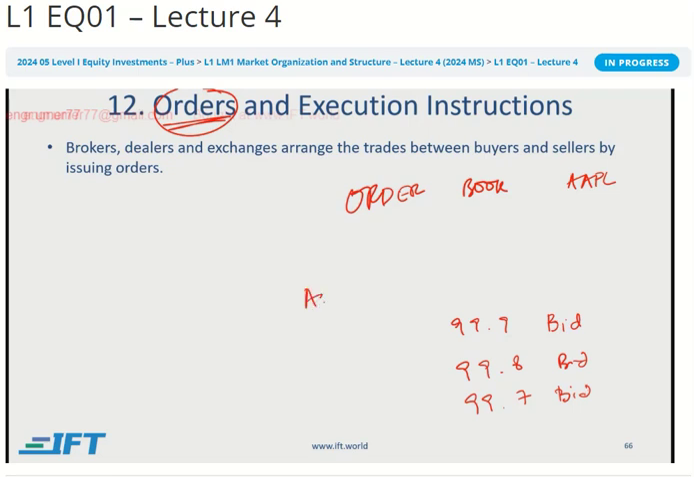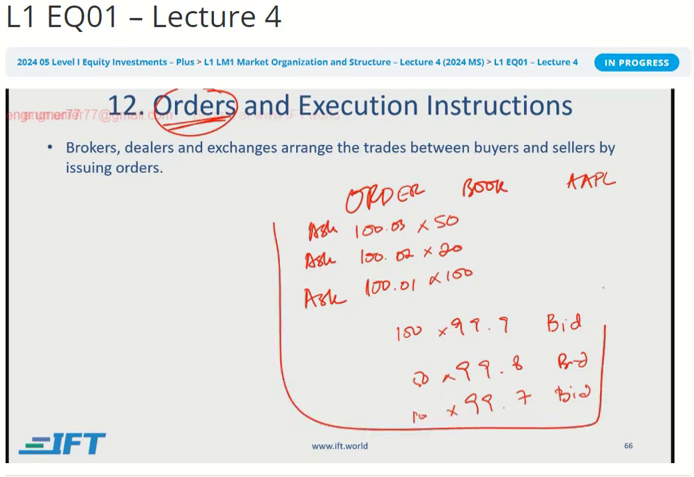Then there will be asks, people who are ready to sell and they're asking a certain price. Let's say the ask is 100.01, there is another ask at 100.02, and another ask at 100.03. Of course, all of these are for a number of shares as well. So they will mention, okay, this is 50 shares at this price, this is 20 shares, this is 100 shares, similarly 100 shares, 50 shares, 10 shares, whatever. This entire thing is the order book: who are the buyers available, who are the sellers available.